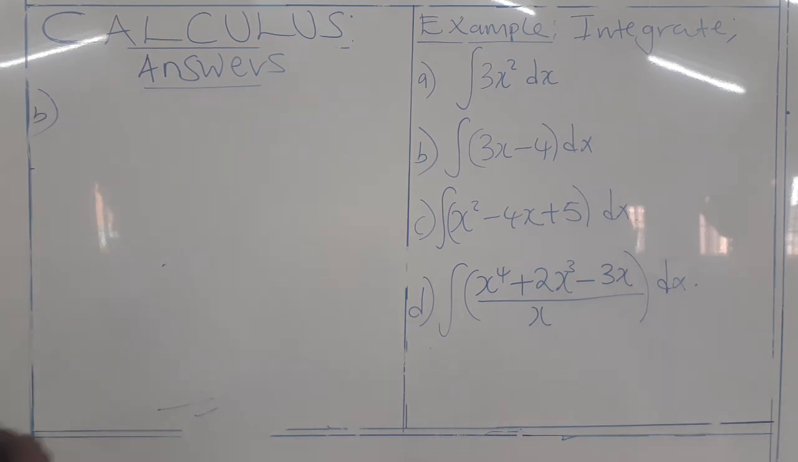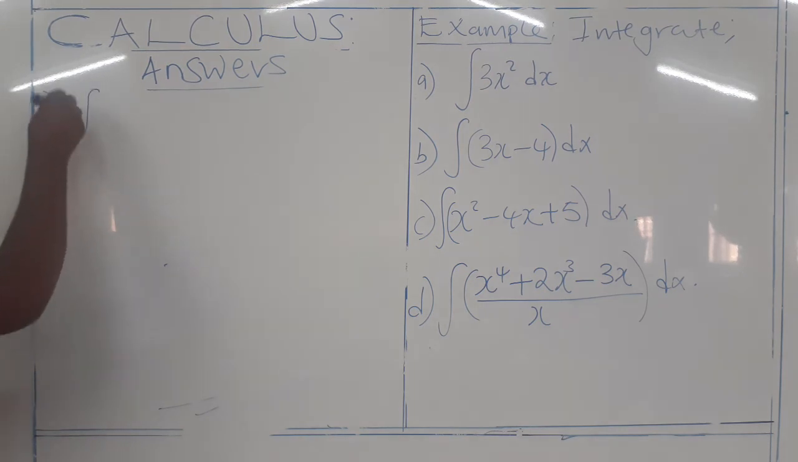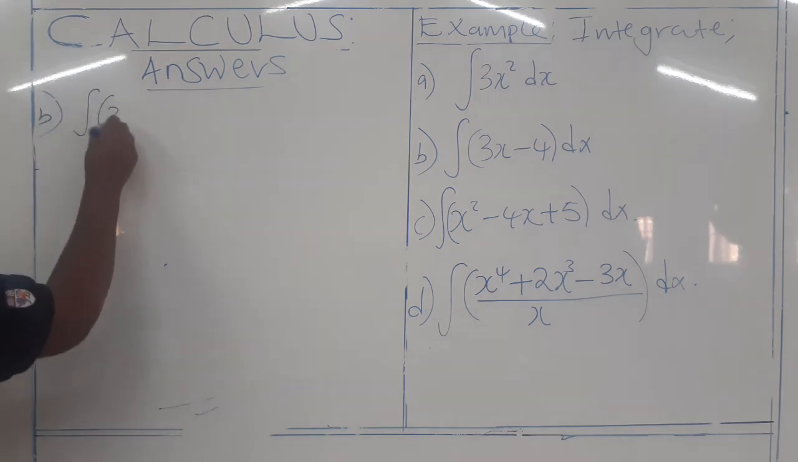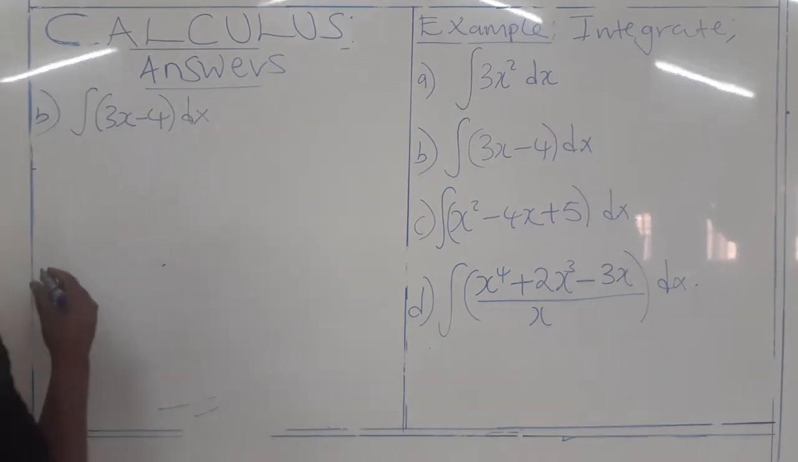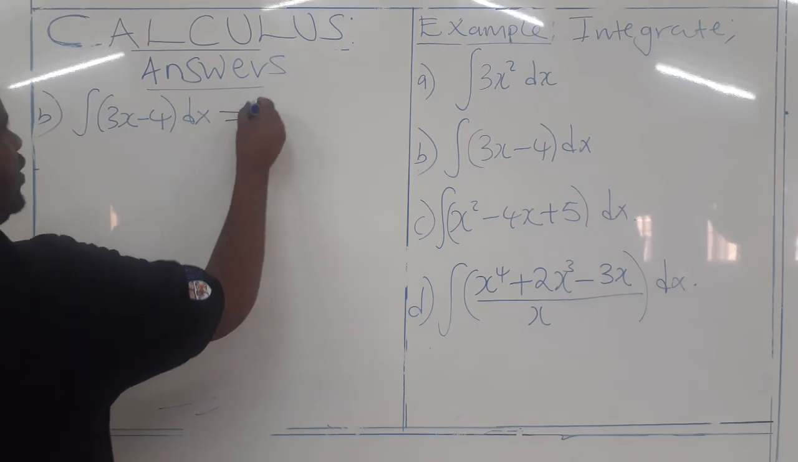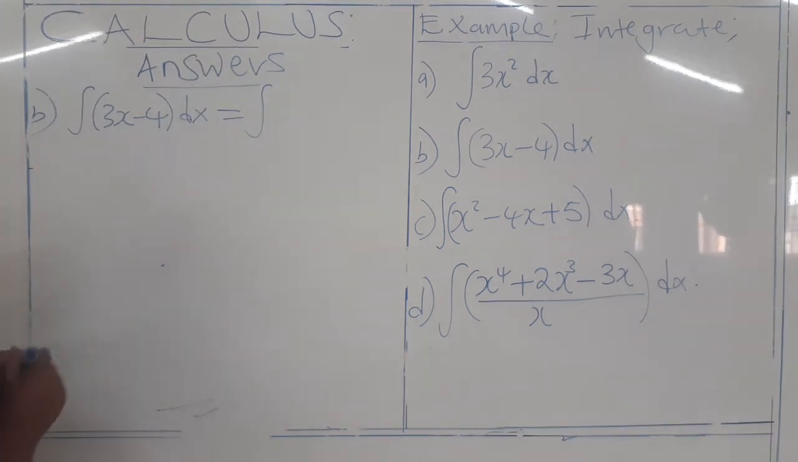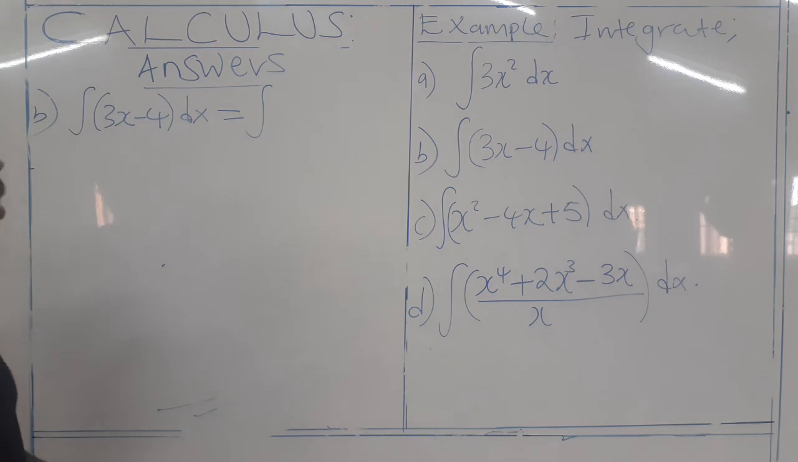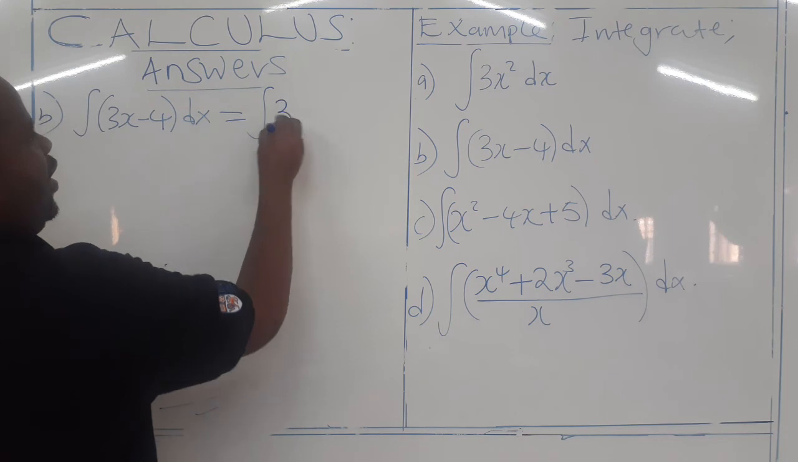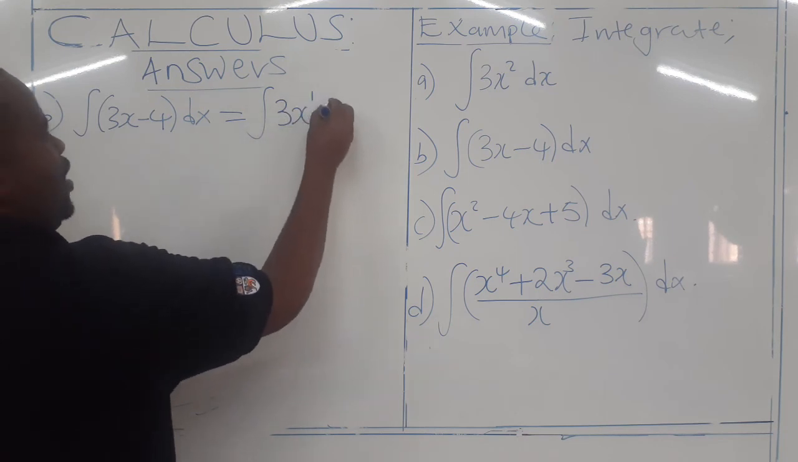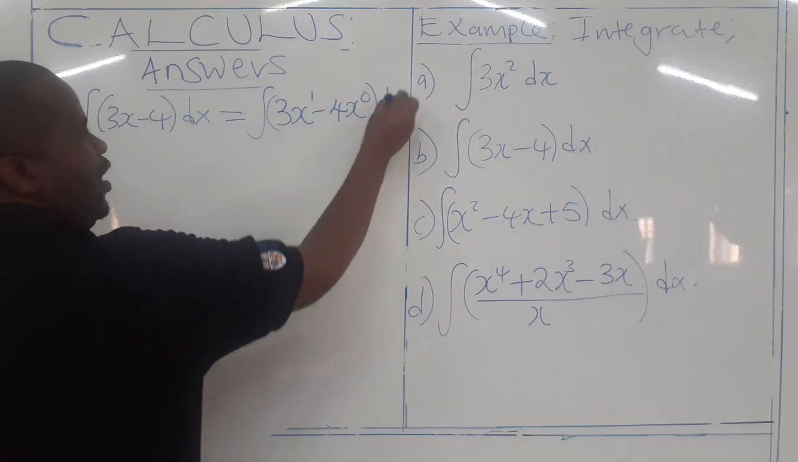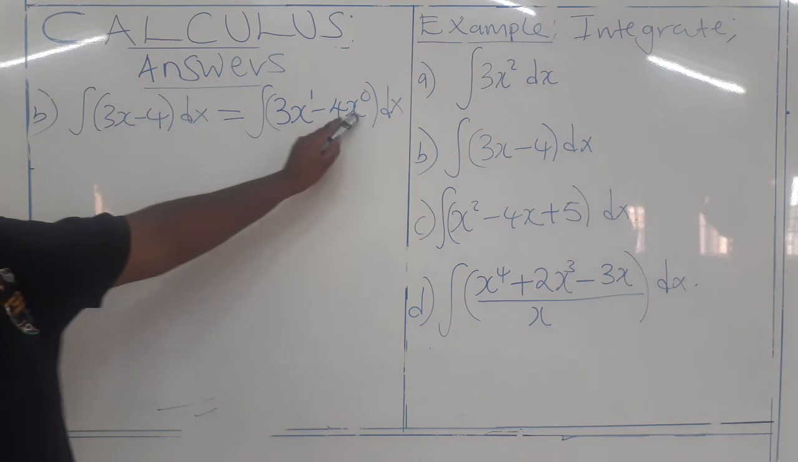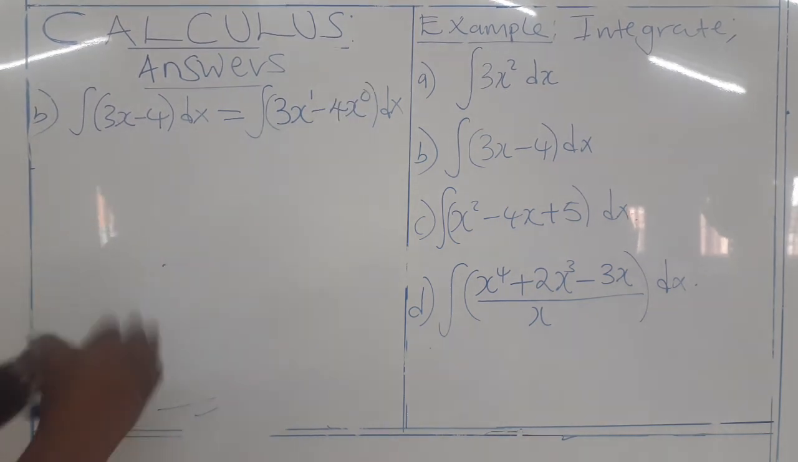Okay, so let's deal with the second one. So we need to integrate 3x minus 4 with respect to x. So now, for this one, I would encourage you to write it in such a manner that you have something that you can integrate without challenges. So this is the same as 3x to the power 1 minus 4x to the power 0, everything with respect to x, because x to the power 0 is a 1. 1 by 4 to be 4. You have not changed anything.